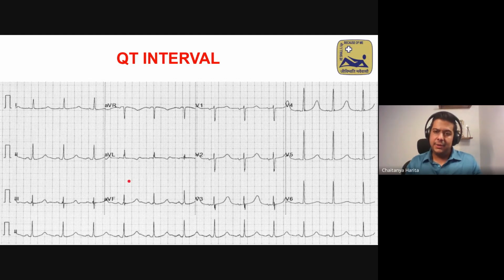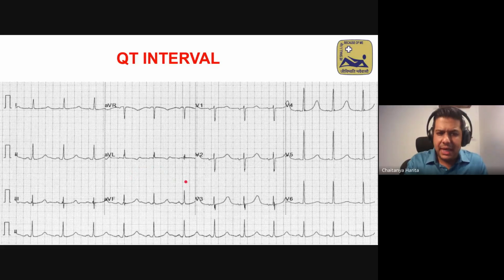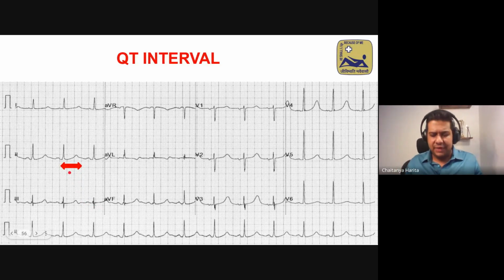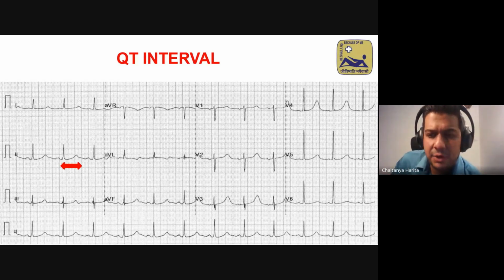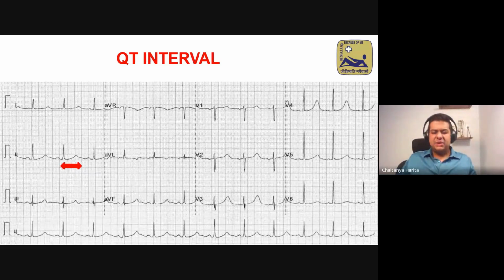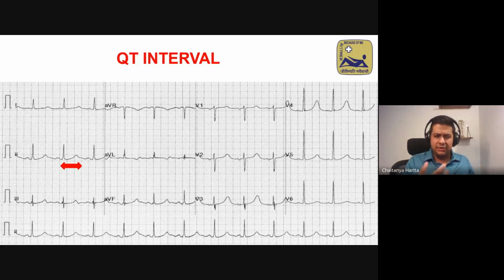Coming to the QT interval. The QT interval is from the beginning of the Q wave to the end of the T wave, right? So this is the QT interval, and it varies. We use the corrected QT interval or Bazett's formula, where we do QT interval divided by the square root of the RR, heart rate, I'm sorry. So QT divided by square root of the RR gives Bazett's formula. Anything more than 0.45 in a woman and 0.47 in a man is abnormal.